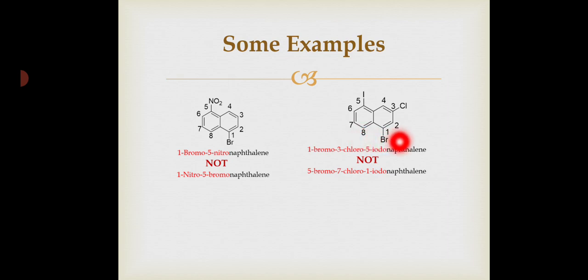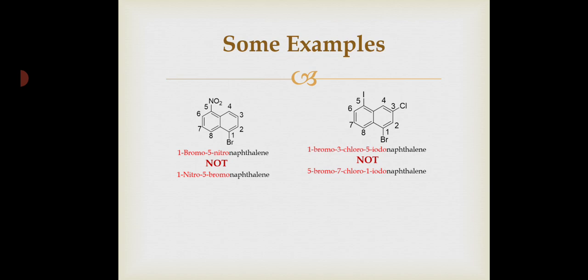Remember, we can't do numbering like this: 1, 2, 3, 4, 5, 6, 7, 8. We can't do like this. We have to start numbering from the carbon next to the fused carbon, and then we have to go like this: 1, 2, 3, 4, and then to the next ring: 5, 6, 7, 8. So now bromo gets 1 position, chloro gets 3 position and iodo gets 5 position.